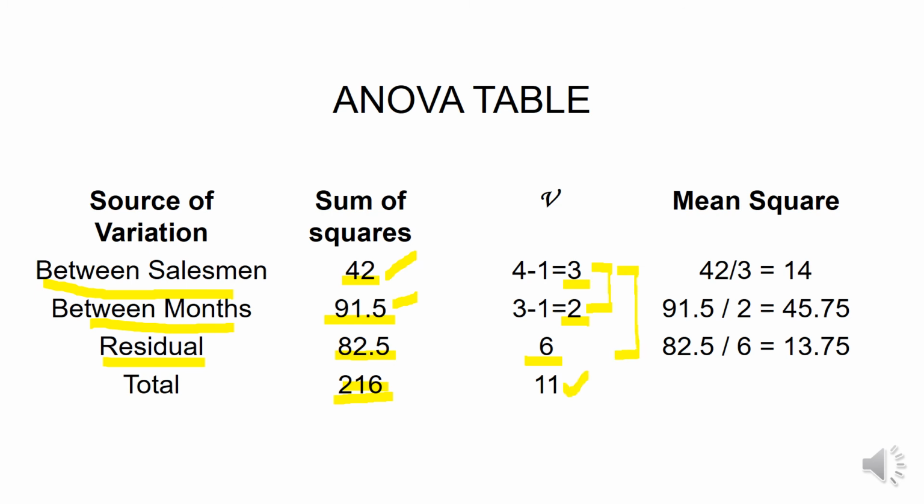Now we'll calculate the mean sum of squares. The mean sum of square will be calculated by dividing the sum of square value by the corresponding V value. So 42 divided by 3 is equal to 14. Similarly, 91.5 divided by 2 is equivalent to 45.75, and likewise 82.5 divided by 6 is equivalent to 13.75.